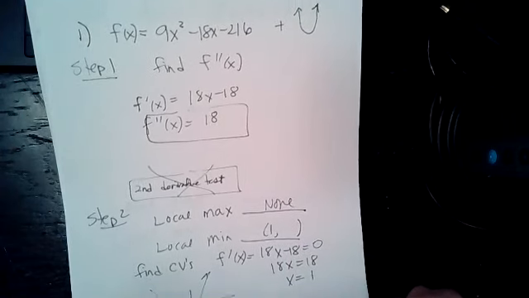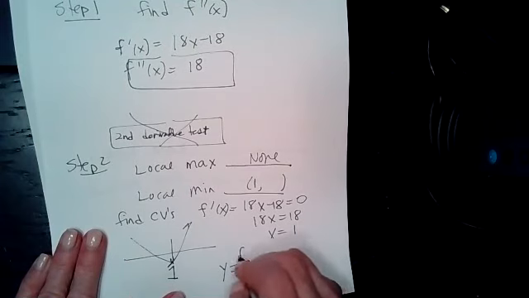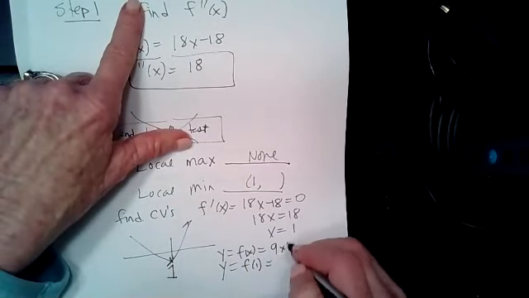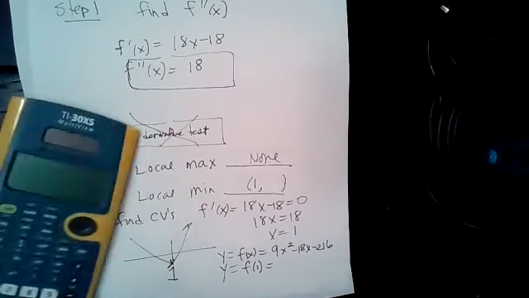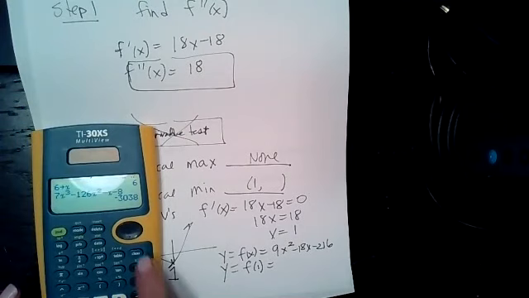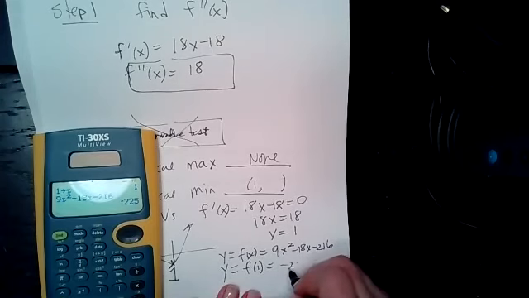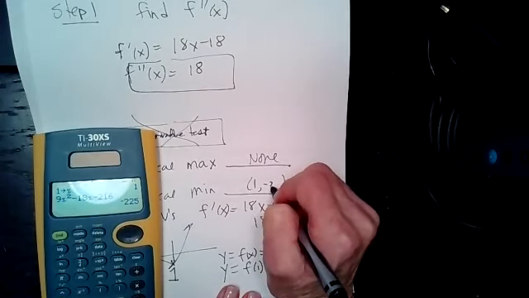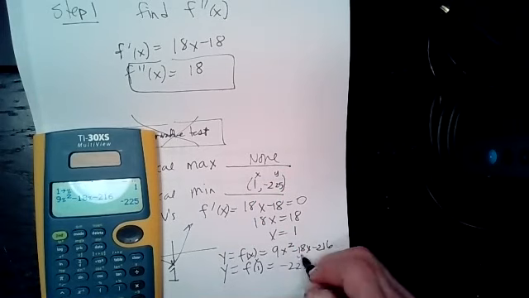And so how do I find the y part of that point? Y is going to be f of 1, and you plug it into f of x, which is your original function. So the original function is 9x squared minus 18x minus 216. So when I plug in 1, I get 1, turn it on, clear. 1 store for x, enter, 9x squared minus 18x minus 216. And then I get negative 225, and then that's my y value, negative 225. My x goes in, my y comes out. There's my x, there's my y.